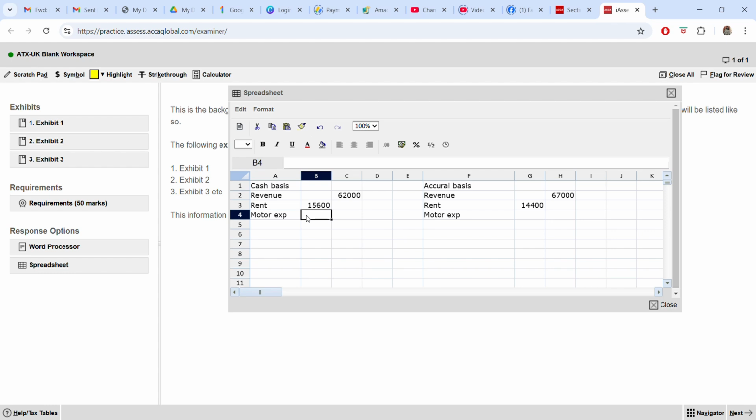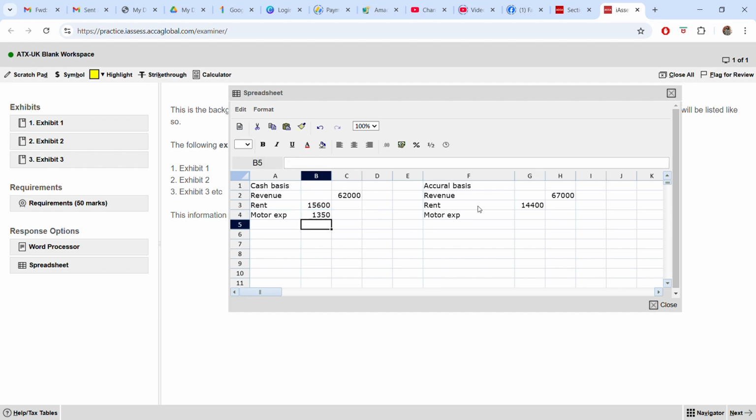10,000 is the mileage, but out of that 10,000 only 30% is business usage. So 30% of 10,000 business is 3,000 into 45 pence, because the first 10,000 is at 45 pence, so 0.45. You can't write 45p here, write 0.45.